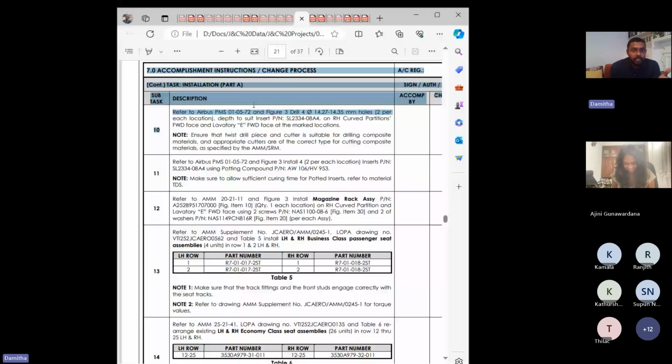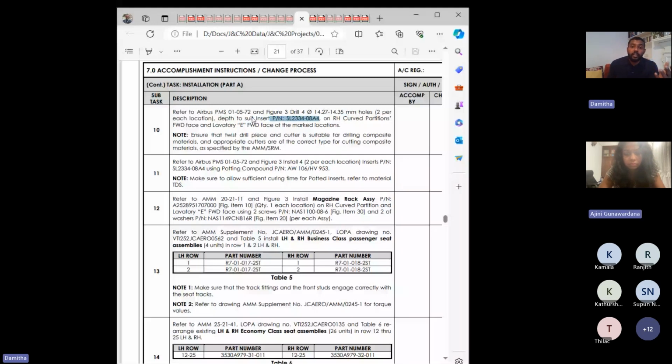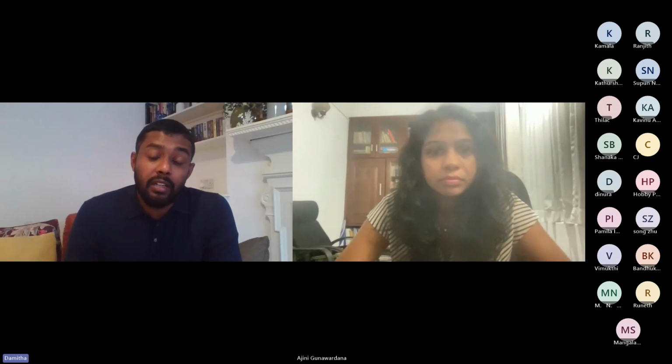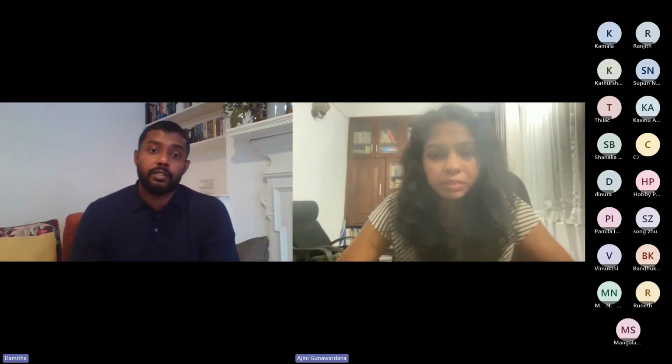Document and drill this hole, 2 per location, depth to suit insert. That means you need to drill it in a way that suits this part number, this insert. So it needs to be drilled in a way that it can accommodate this insert. And on right hand, curved partition, fold face of lavatory. So it's not the normal English you and I read in a book. It's a bit different. This is the engineering English we use in industry. Again, it's not something you can read in a book and learn. It's something you pick up when you join the industry.